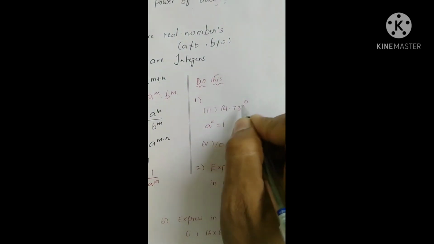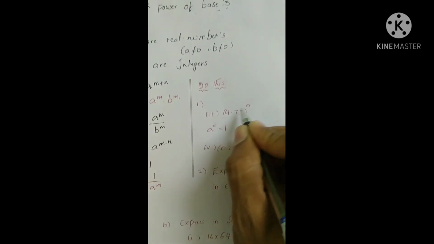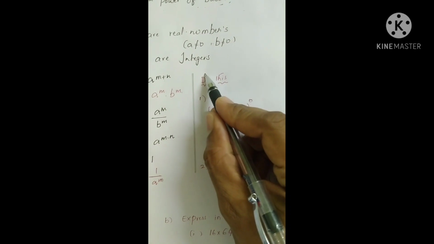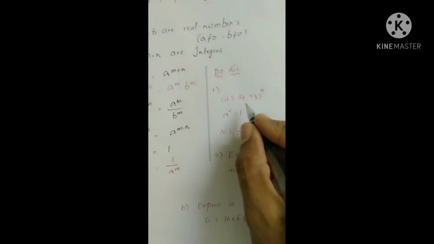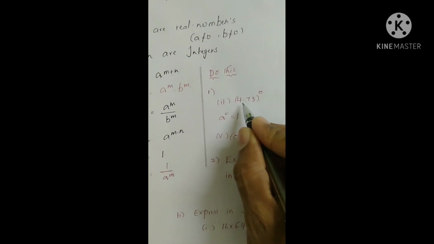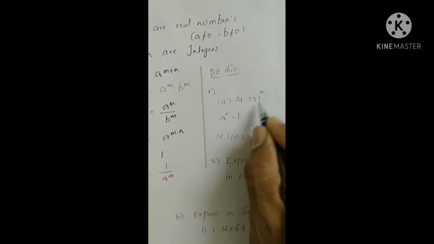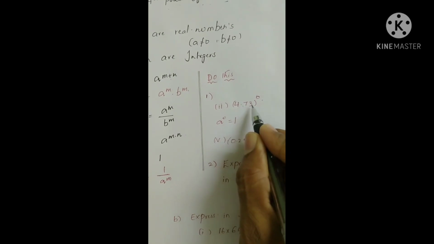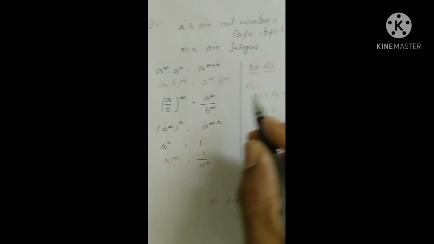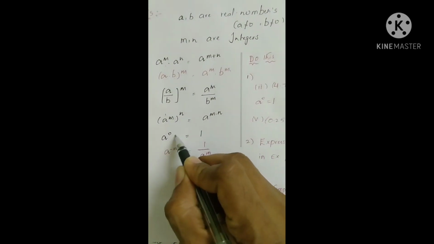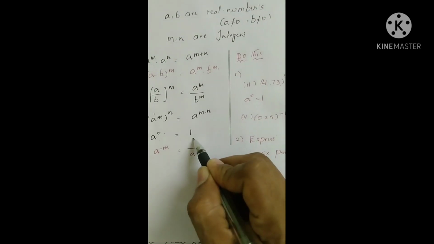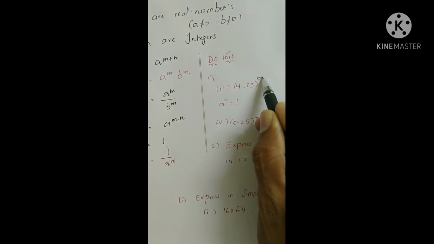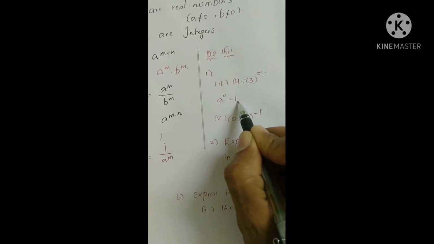This is our first question from Do This. All these problems are related to exponential forms. So the first question: (4.73) to the power of 0. This is of the form a power 0, so the result is 1. A power 0 is equal to 1.